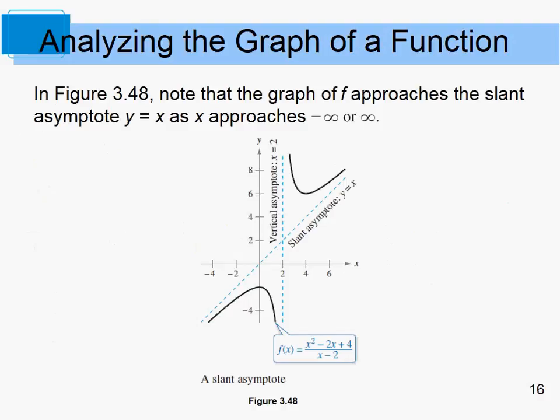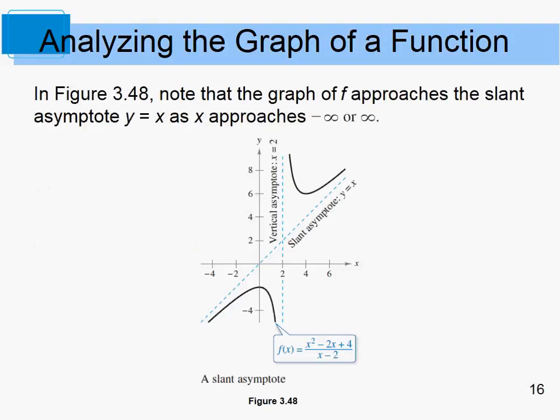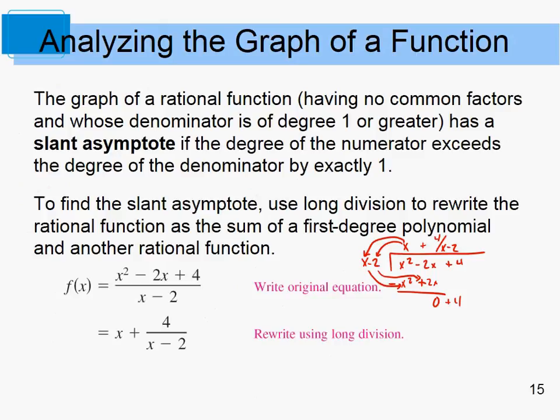So the slant asymptote will be, in this case, y equals x. It's just the diagonal line y equals x, because that's what we got here. If it was 2x, it would be 2x. If it were 5x, it would be whatever. When I'm doing slant asymptotes, all I care about is the part that's left, not the remainder. If you had x plus 2, it would cross at 2 and have a slope of 1.